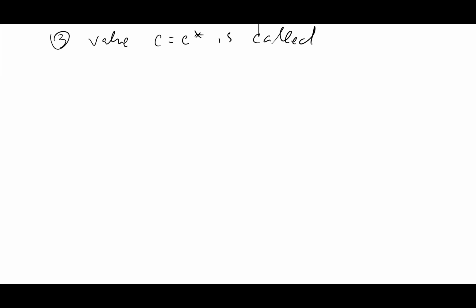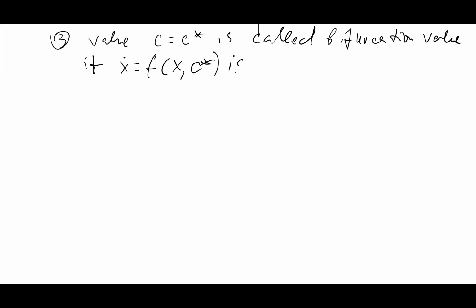And the next definition, definition 3. The value c equals c star is called a bifurcation value if x dot equals f of x, c star is not topologically stable, is not structurally stable.